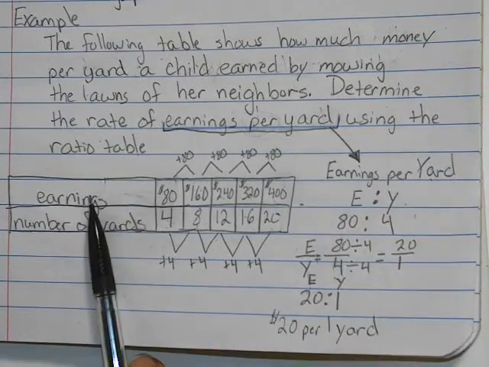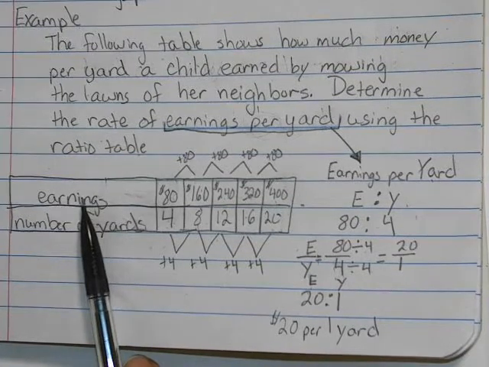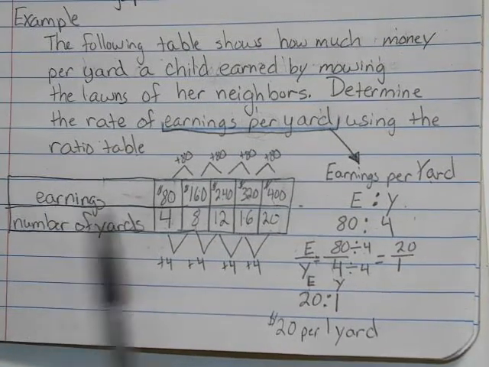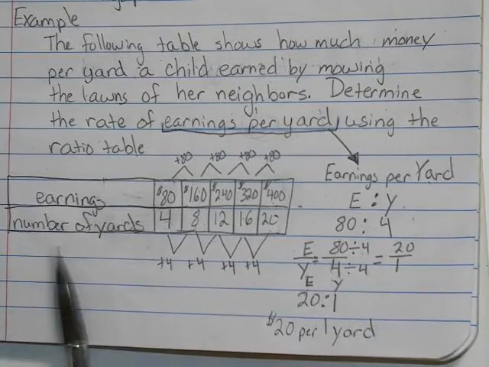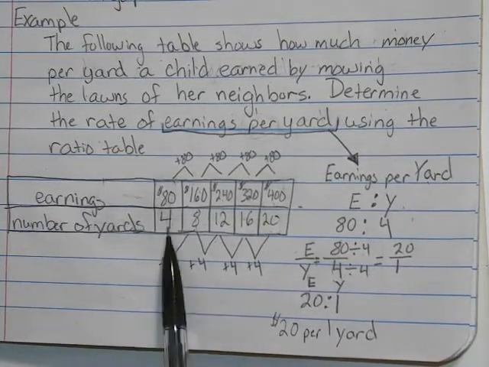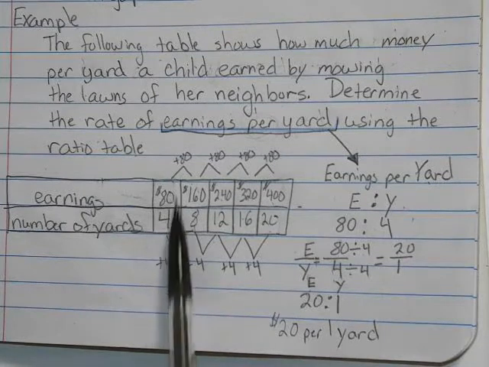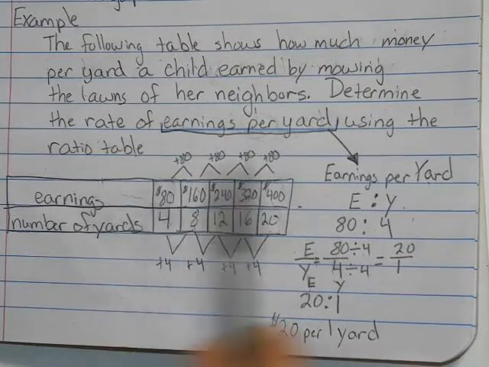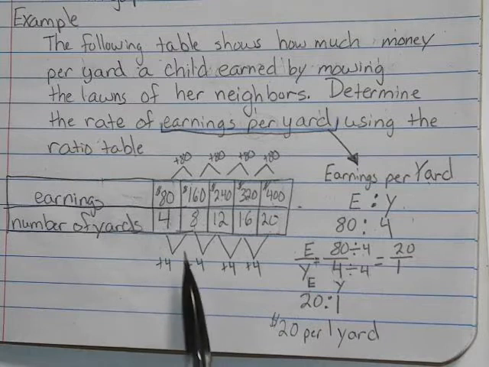On my ratio table, it also gives me the ratio because it has the earnings first, number of yards second, and the number $80 to 4, which would be the ratio of 80 to 4. The additive is also written out on this table to reinforce what you learned in the last lesson.